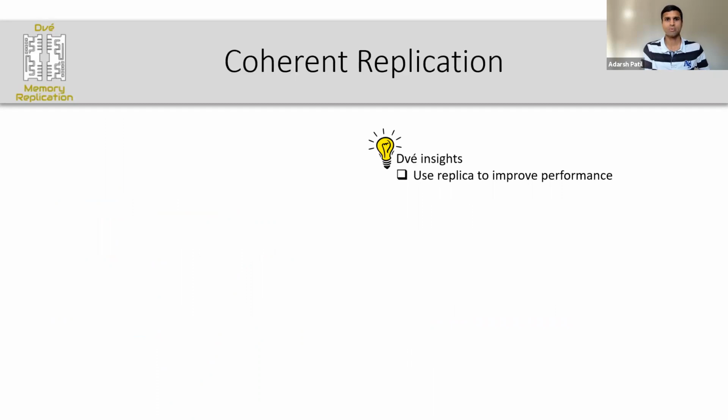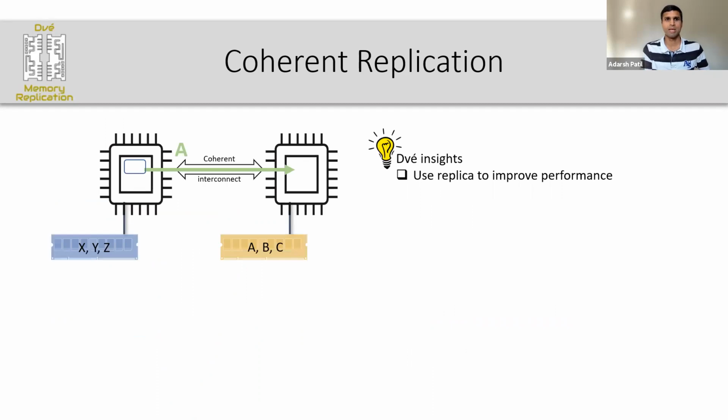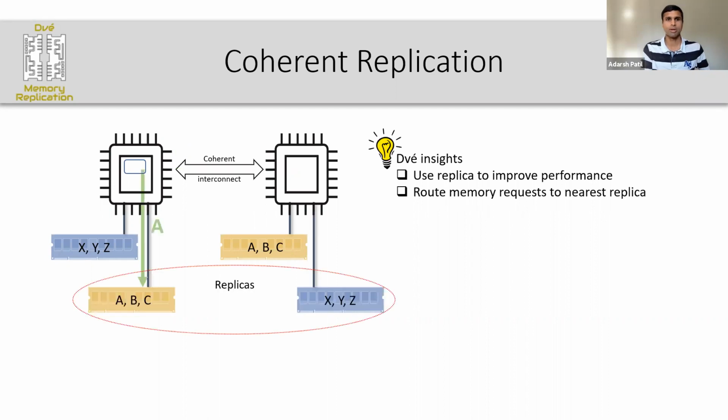The second insight that DWAY brings is to use the presence of this replica as an opportunity to improve performance. Let's see this in action in our running example. As shown in the figure here, in today's multi-chip NUMA architectures, a miss for cache line A in the LLC of socket 1 must traverse the inter-socket interconnect, and this incurs high access latencies. However, in DWAY's coherent replication technique, the request for cache line A is routed to the nearest replica.